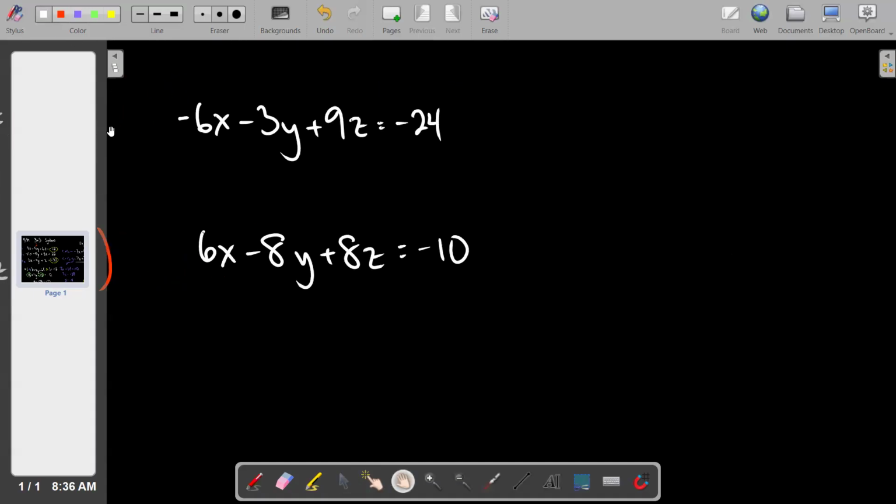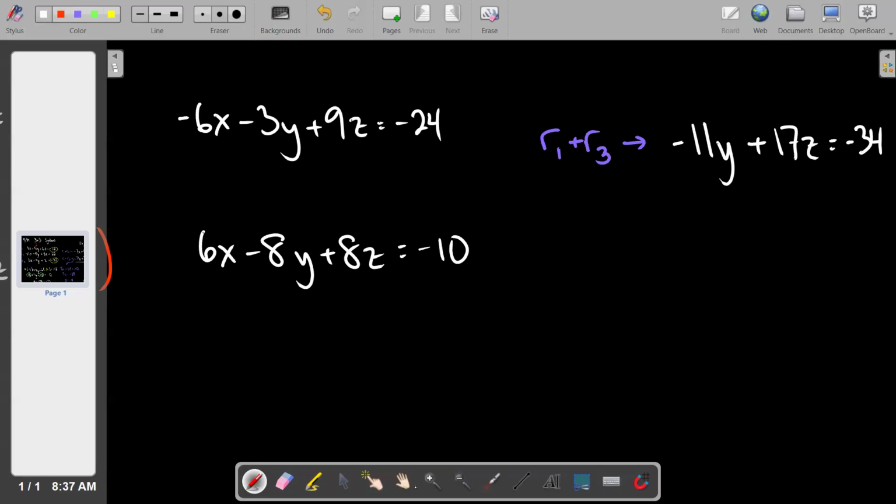Having said that, let's just finish what we came to do. Let's do row 1 plus row 3. What do we get? How many X's? None, they're gone. How many Y's? -11 Y's. How many Z's? 17. And the constant, -24 plus -10, is -34.